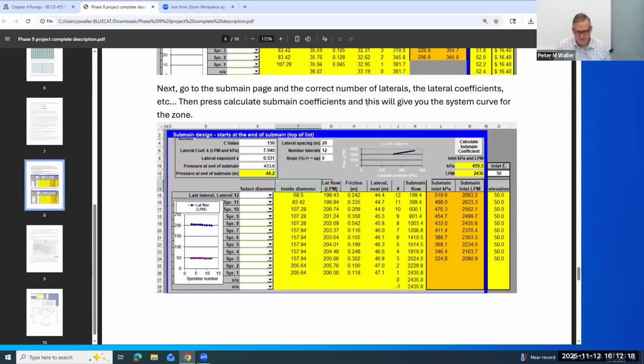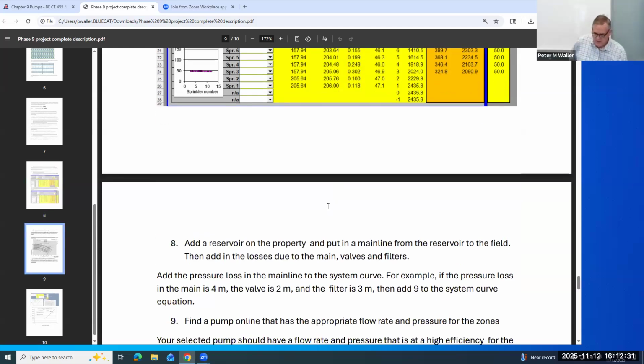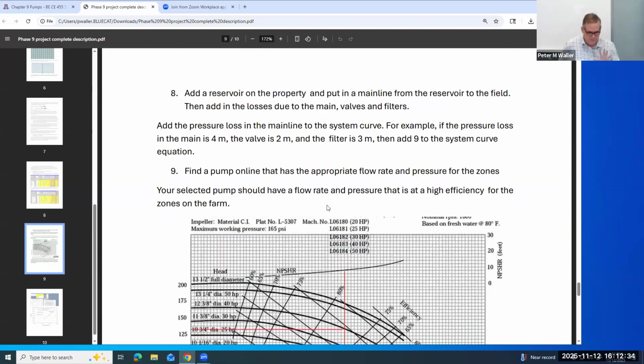Then what you need to do is we have this 400 by 400 meter field. I'm not going to require you to say it's like 350 by 500. Just you can if you want. But let's say we just have this 400 by 400 meter field. And I showed you where the location of the orchard is. I want you to add a reservoir to the property, considering maybe where the pump is and the groundwater pump, and maybe an open, there's that open space on the west end of the property. But anyway, you need to add a reservoir to the property. And then you need to put a main line from the reservoir to the field.